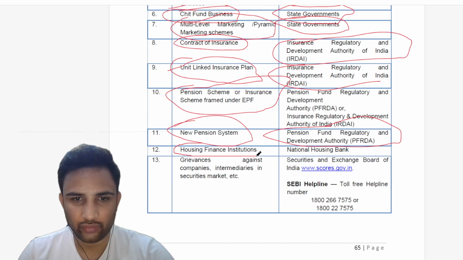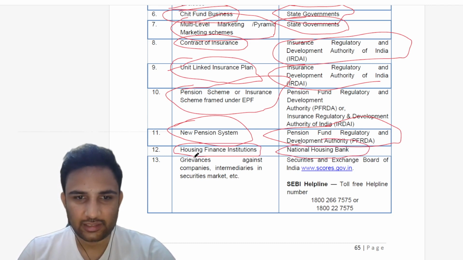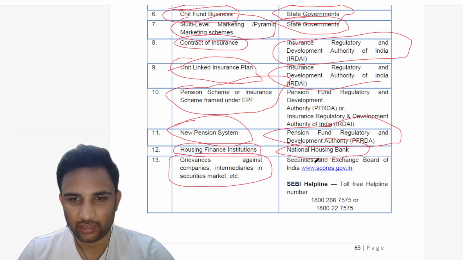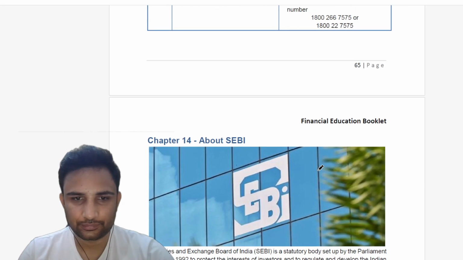If it is a housing finance institution, then the National Housing Bank will take up the case. And if there are grievances against companies, intermediaries, and the securities market, then SEBI will handle the case.